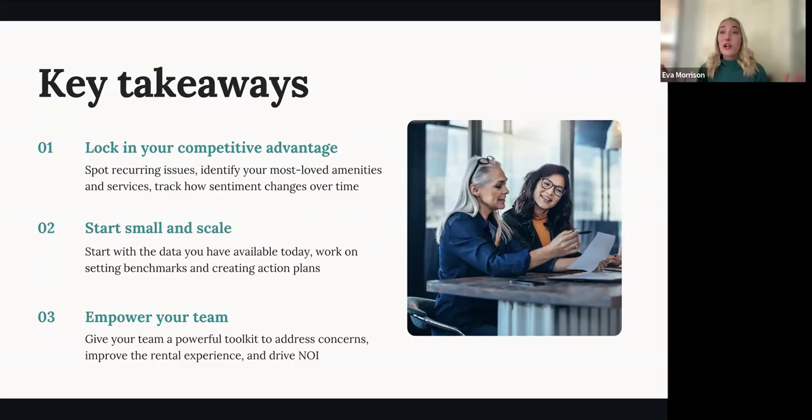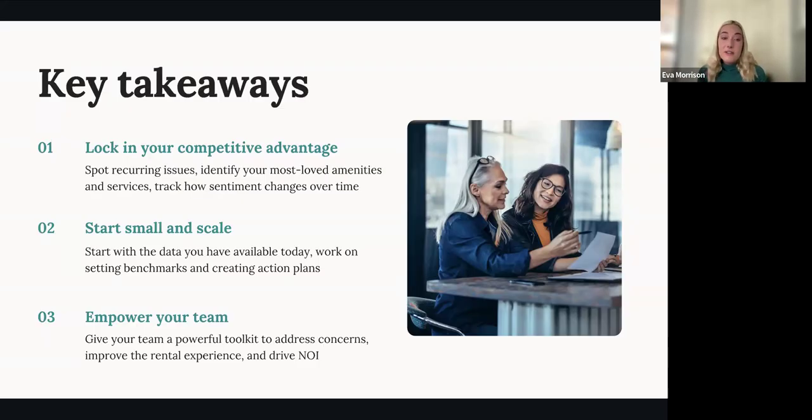Again, starting small, it can feel overwhelming. Oh my gosh, I have all of this data. These AI tools can be complex. Start small. Start with just the data that you have available today. Maybe you're sitting on a bunch of historical surveys that you haven't really used. You have a pretty robust group of Google reviews. Just start there and work on setting those benchmarks and creating action plans specific to the data that you have today. And again, empowering your team.